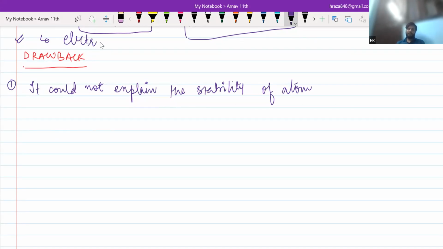Okay, one more point you are going to write here is that conclusion is that electrons revolve around the nucleus. He also says that electrons revolve around the nucleus in a fixed orbit. Okay. So first drawback is that it couldn't explain the stability of atom. Please write this both point. This is not drawback. This is point from Rutherford's atom.